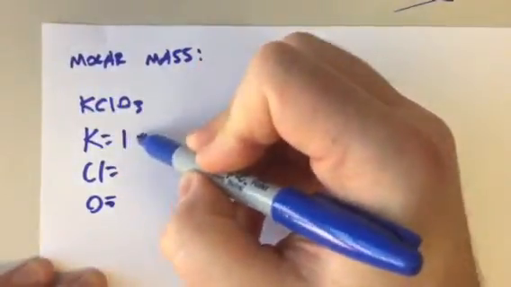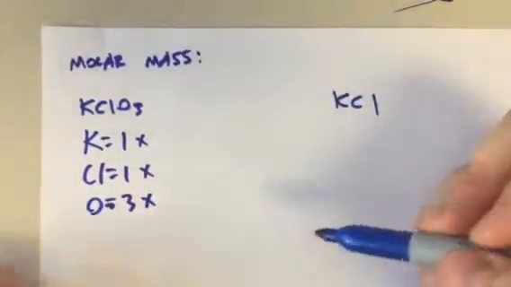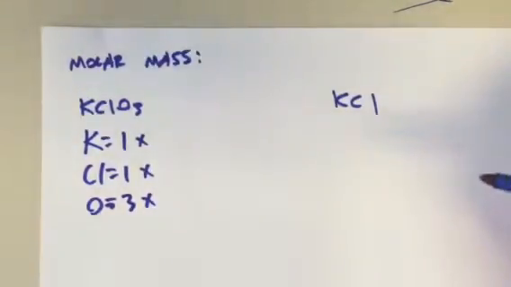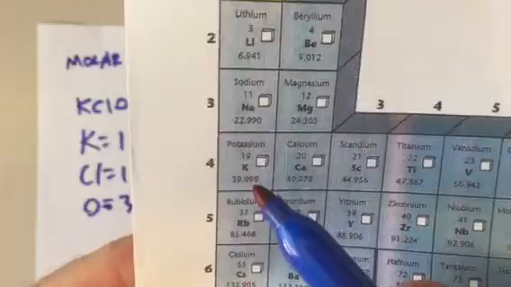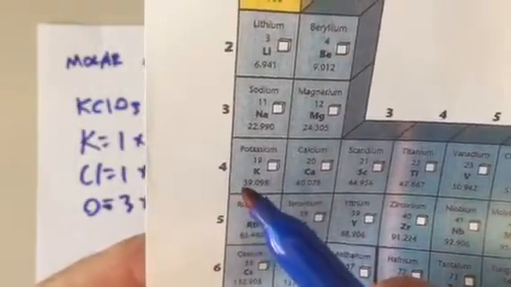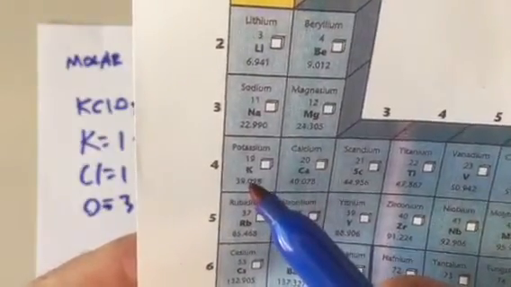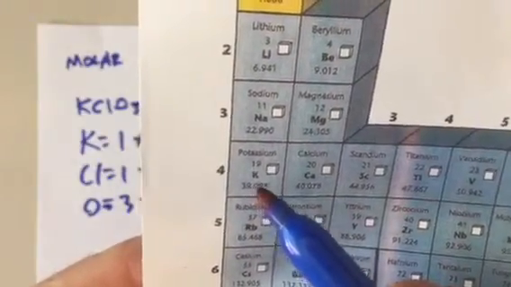You have 1 K, 1 Cl, 3 O's. Now we need a periodic table to find them and round them to the hundredths place. So K on the periodic table is 39.098. That 8 is going to round the 9 up to a 10, so that's 39.1.